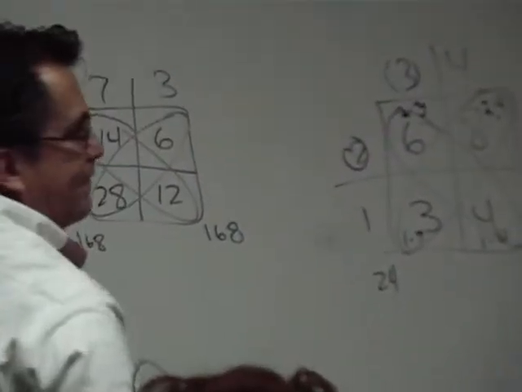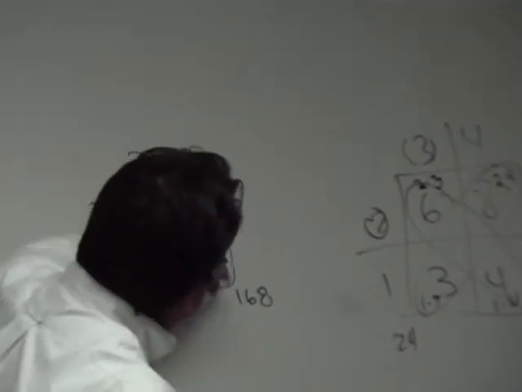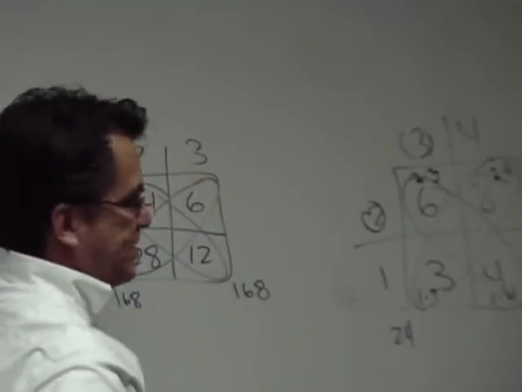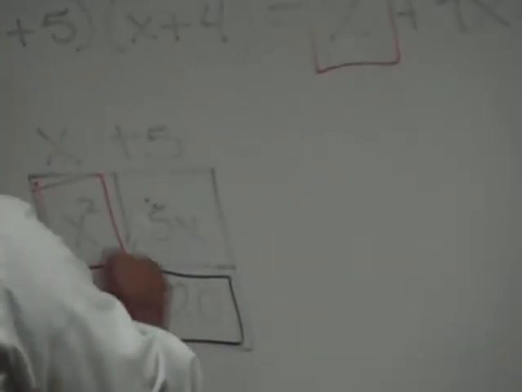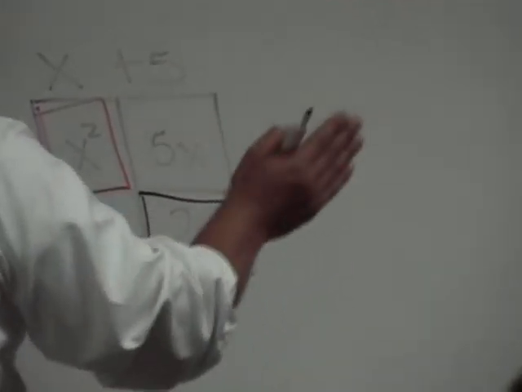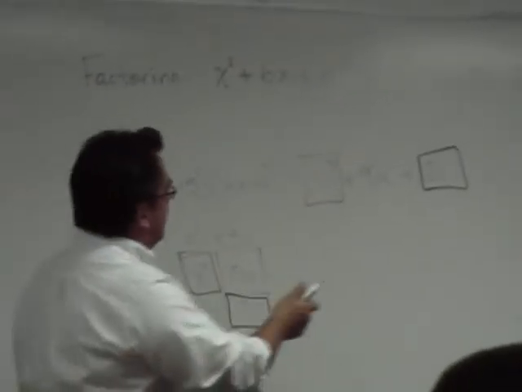Where did the 168 come from? 4 times 2 times 7 times 3. You multiply all 4 right here and all 4 right here. Always the same product. Check this out. What is 20 times x squared? What is 4x times 5x? It works with polynomials as well. We need to know this property for the following reason.